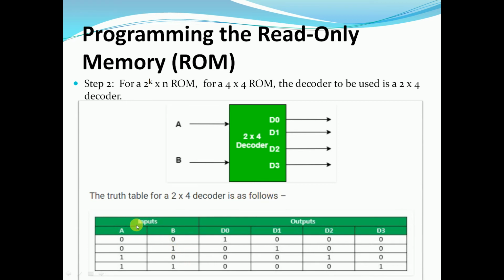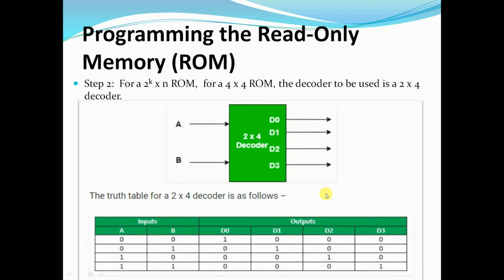Here we have two inputs A, B and outputs D0, D1, D2, D3. For 0, 0 as A and B, we have output 1, 0, 0, 0. For 0, 1, we have 0, 1, 0, 0 as output. For input 1, 0, we have 0, 0, 1, 0 as output. For input 1, 1 corresponding to AB, we have 0, 0, 0, 1 as our output for D0, D1, D2, D3.